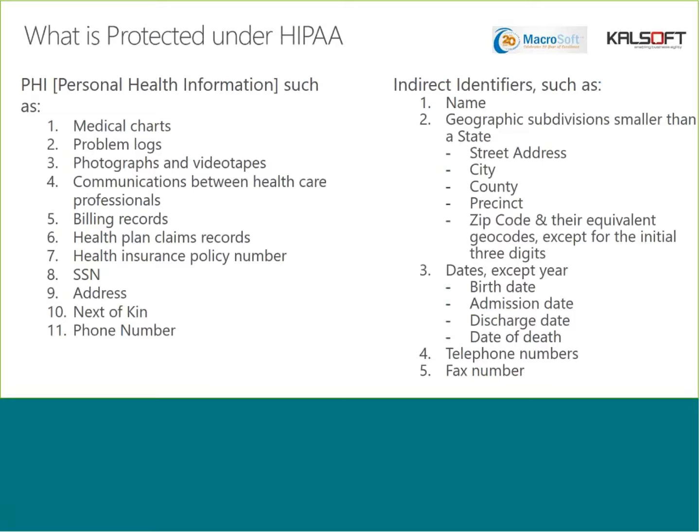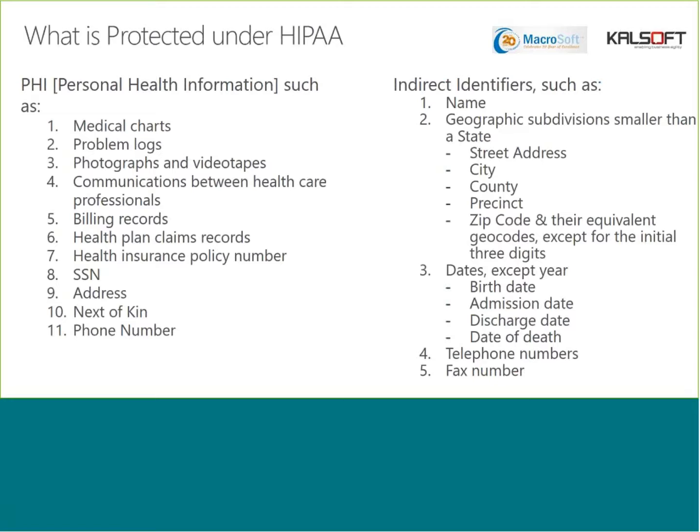So the next slide shares what is protected under HIPAA. In a nutshell, PHI, which is protected or personal health information, is covered under HIPAA. That includes medical records, diagnostic information, communication between your healthcare provider and yourself, your social security and health insurance numbers, and so on. It also includes all your diagnostic information like your X-rays, blood reports, and so on.